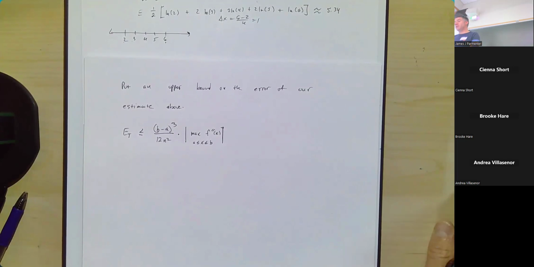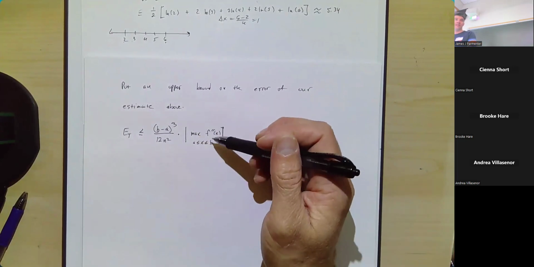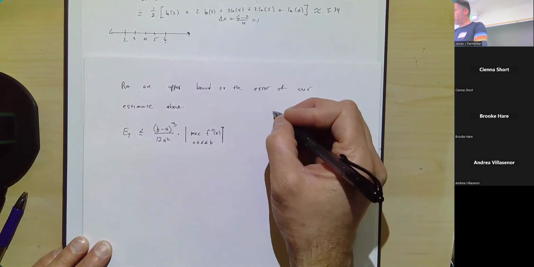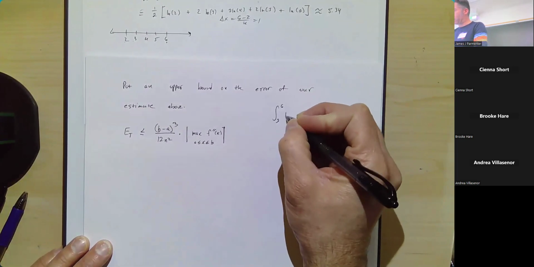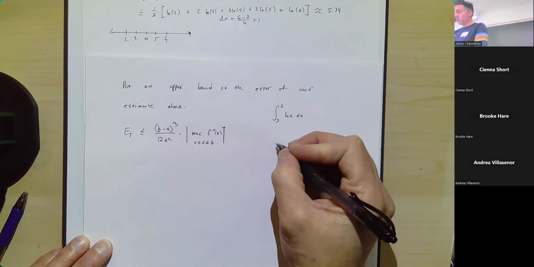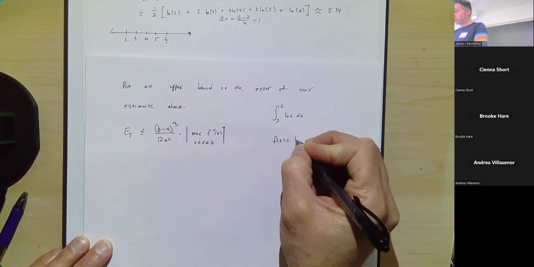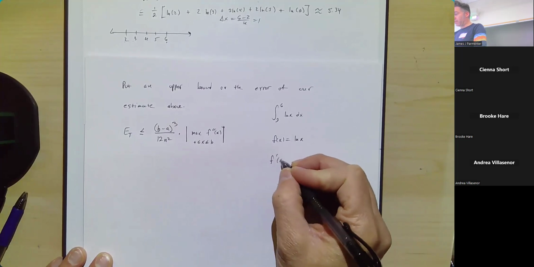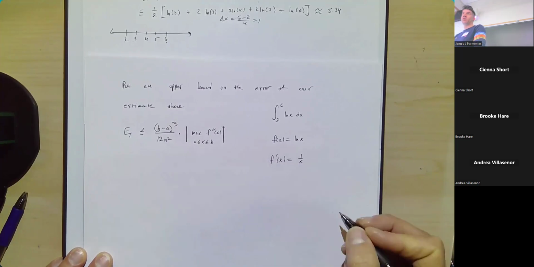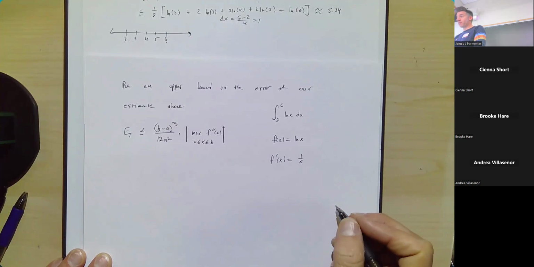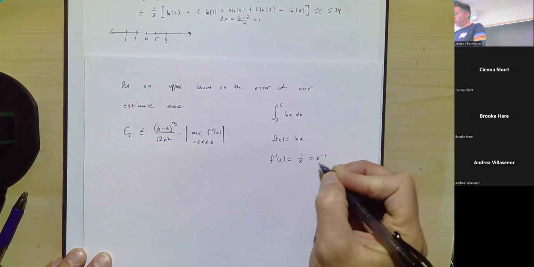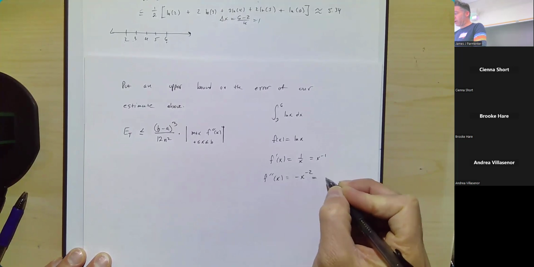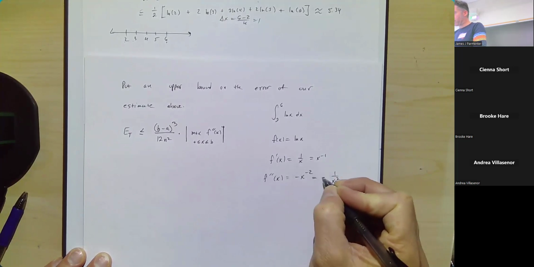Sometimes it's really easy to know what this maximum is. Sometimes it's a little bit less easy. But let's do this example. We're looking at the integral from 2 to 6 of natural log of x dx. So our function is the natural log of x. The first derivative is 1 over x, or x to the negative 1. The second derivative is negative x to the negative 2, or negative 1 over x squared.